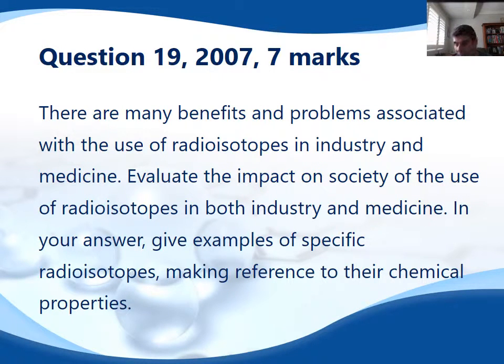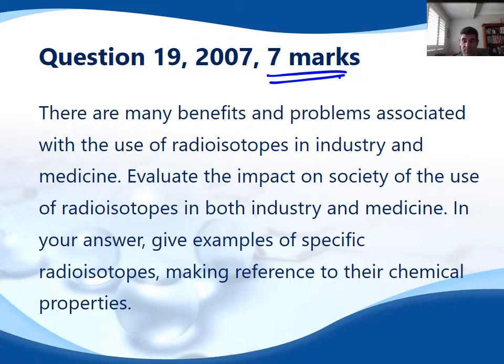So this is the area where, when the questions come up, they can be quite long and in-depth, and so it's very important that you have 2 radioisotopes that you can talk about, one for industry and one for medicine. So in 2007, question 19 was a 7-mark question, so a really big one, and these are the ones that we need to plan and prepare for.